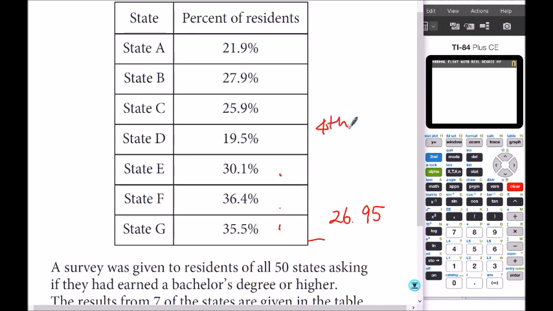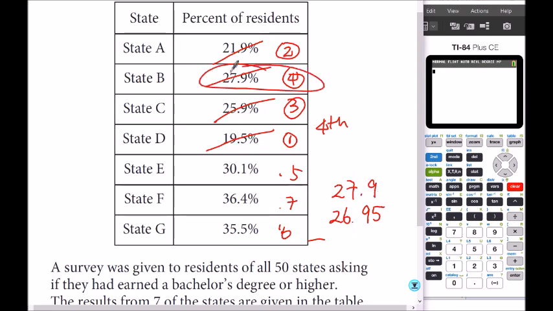So the first one is what? 19, 1, 2, 21st, 25, 3, 4. This is the middle, right? 4, 5, 6, 7. So out of 7, the middle number is the fourth one. So it is 27, actually, greater than the median of all states, 27.9.